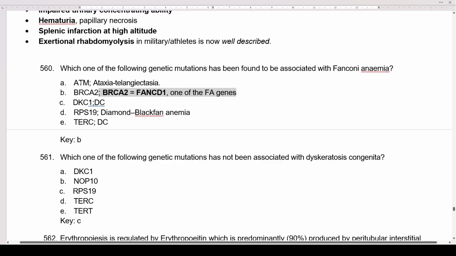The others: ATM is for ataxia telangiectasia. DKC1, TERC, TERT, and another one, NOP10, they all are associated with DC, dyskeratosis congenita. Four types of mutations are associated. There are others also, but just remember these four. RPS19 mutation is seen in DBA, and TERC is again DC. So for Fanconi anemia, we have to go with option B.